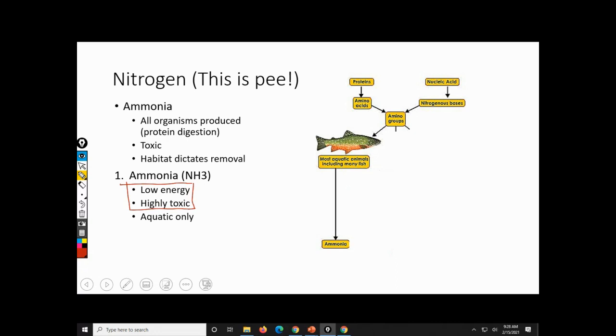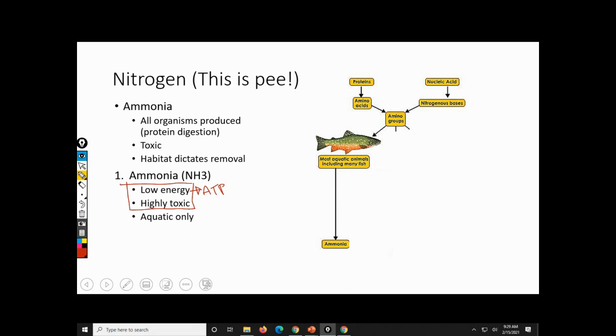So the benefit to making ammonia is, of all three of the P types, this is the cheapest to make. And of course, when we're talking about bodies, when we're talking about things being cheap, we're talking about energetically inexpensive, right? It takes the least amount of ATP, the least amount of energetic investments to make this. Remember, everything in your body is a cost-benefit analysis.